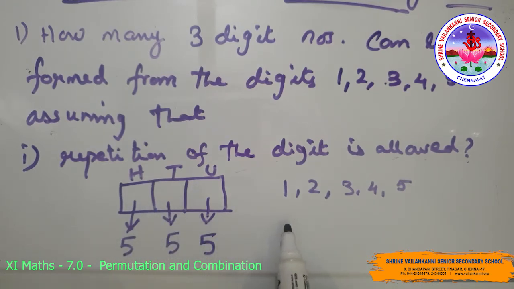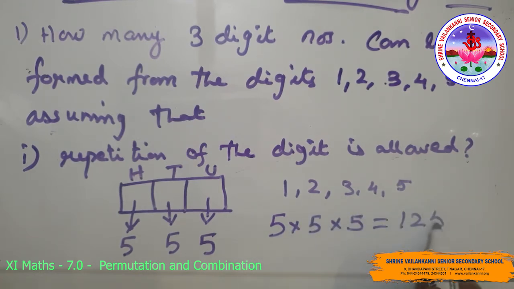So by the fundamental principle of counting, the number of ways in which 3-digit numbers can be formed from the given digits is 5 into 5 into 5, which is equal to 125.